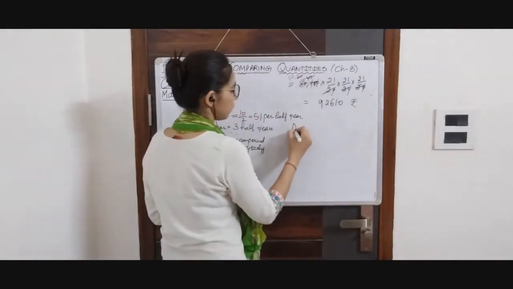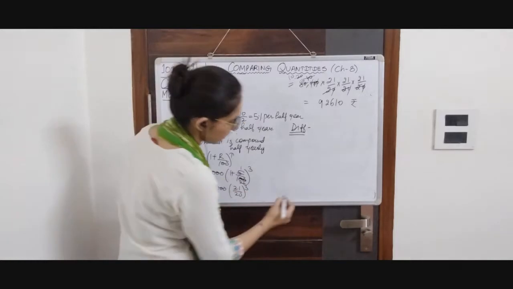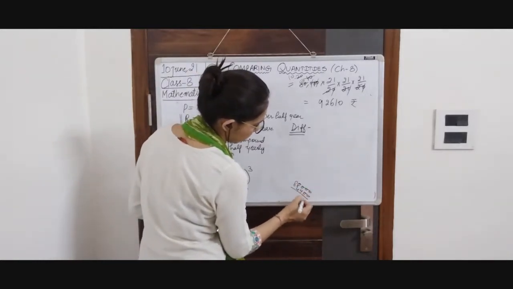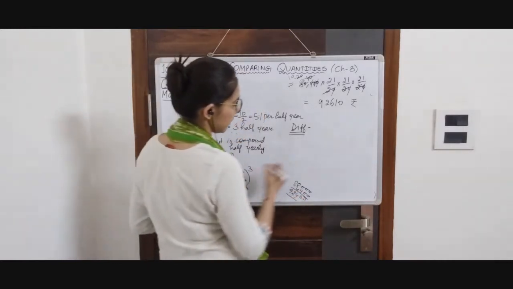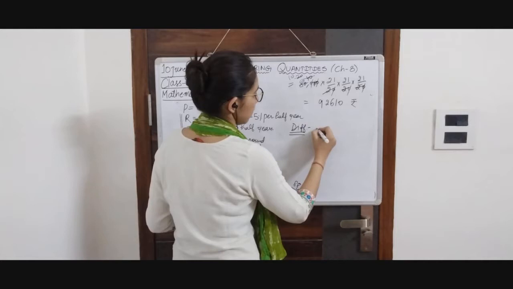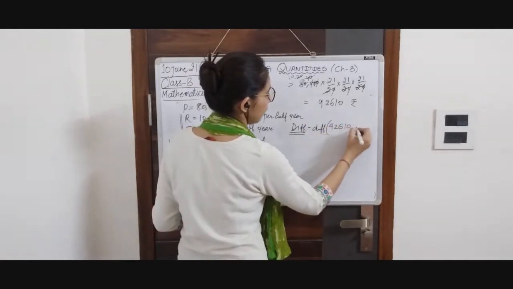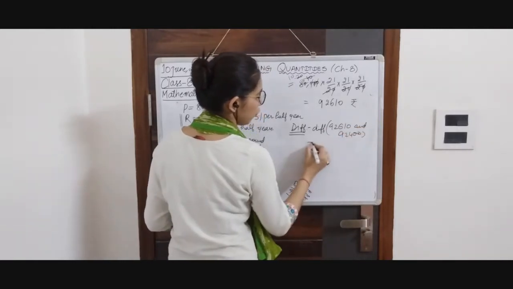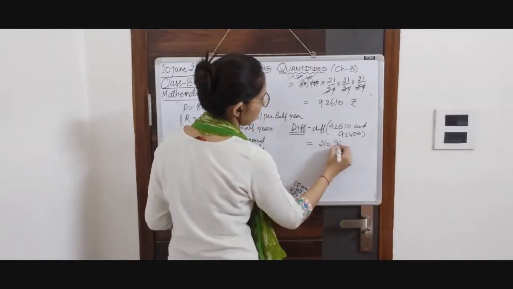And we were getting how much money? So we have to find the difference now. The difference was, we were getting 88,000 plus 4,400, we were getting 92,400. So the difference of 92,610 and 92,400 will be equal to 210 rupees.